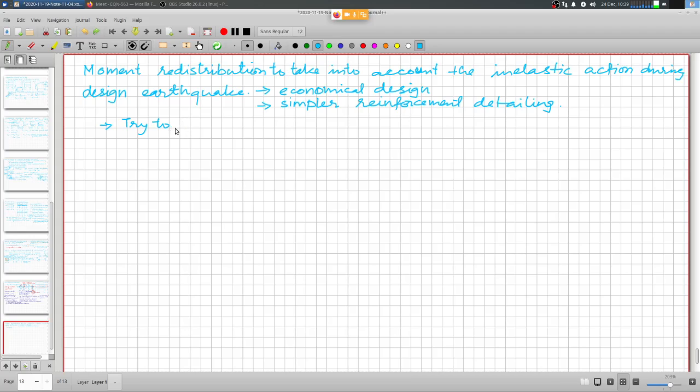Try to bring the maximum negative moments and the maximum positive moment to near equal levels in a span.